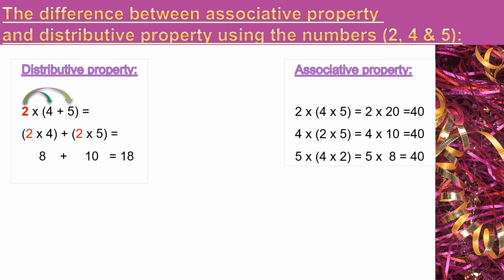Associative property, we said that we use only one sign. So I will multiply 2 times 4 times 5. I will put 4 times 5 between two brackets. Okay, it will be 2 times 20, because 4 times 5 equals 20, equals 40.